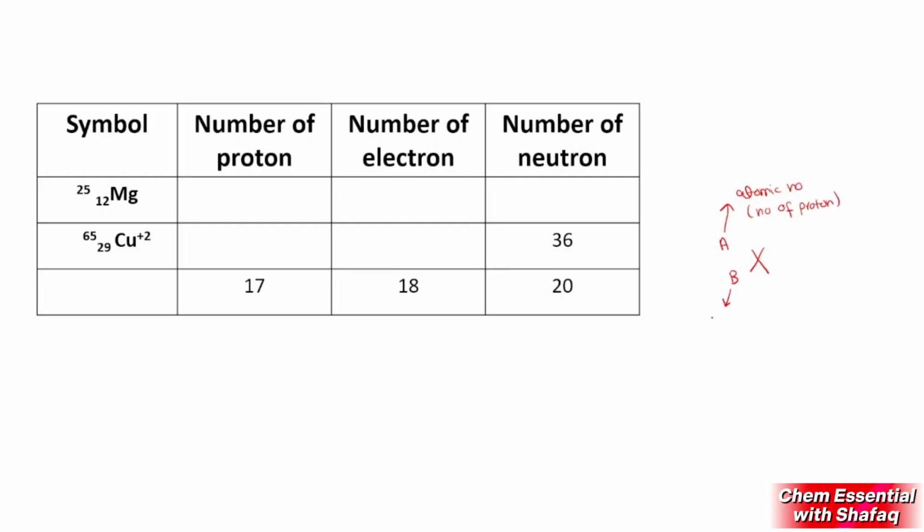Okay, and this B represents your mass number. And what is mass number? Mass number is the sum of protons and neutrons.